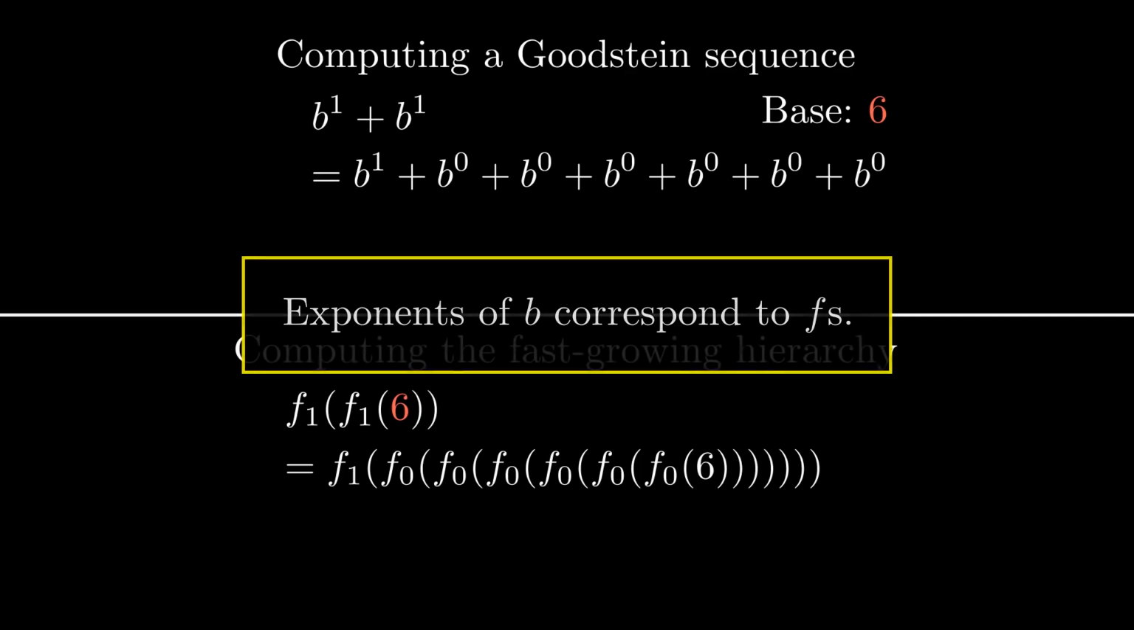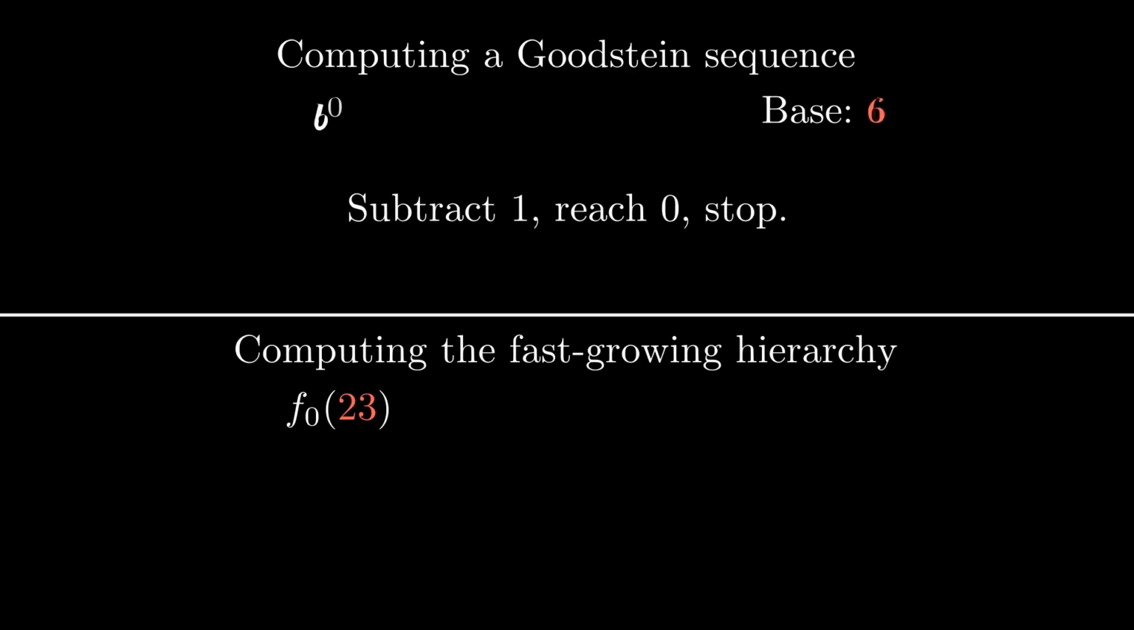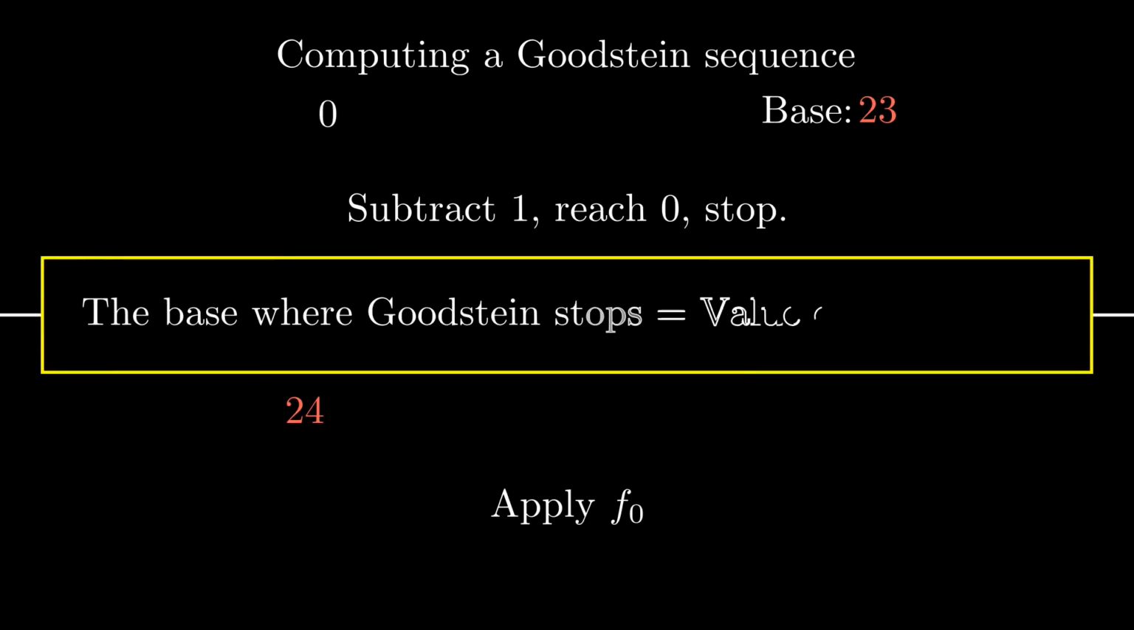Let's fast forward now to the end of the Goodstein sequence. We reach a b to the 0 with base 23 on top and f0 of 23 below. On top, we subtract 1, we get 0, and we stop without increasing the base. At the bottom, we compute f0 of 23, and we get 24. This happens only on the last step, because the stopping condition is different. So if we want to know what base the Goodstein sequence stops at, we can just compute f and subtract 1 from the answer.